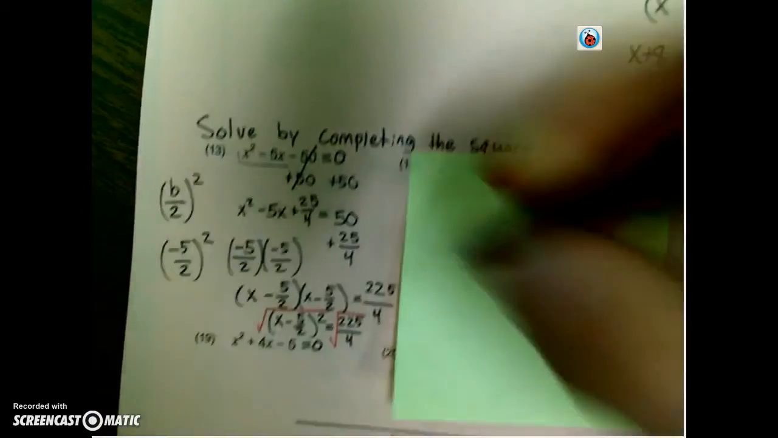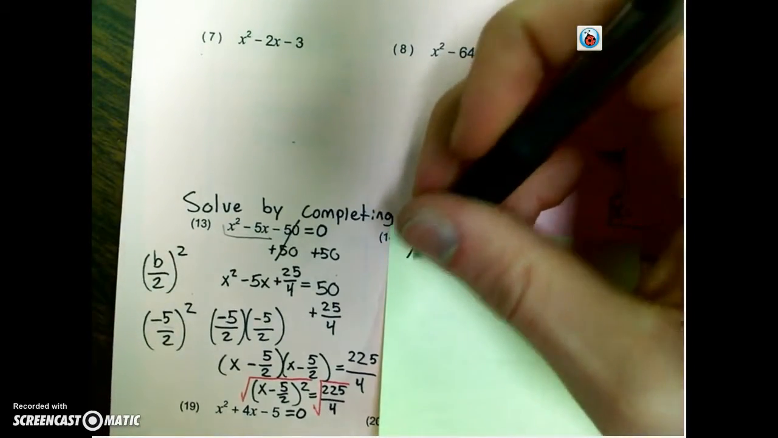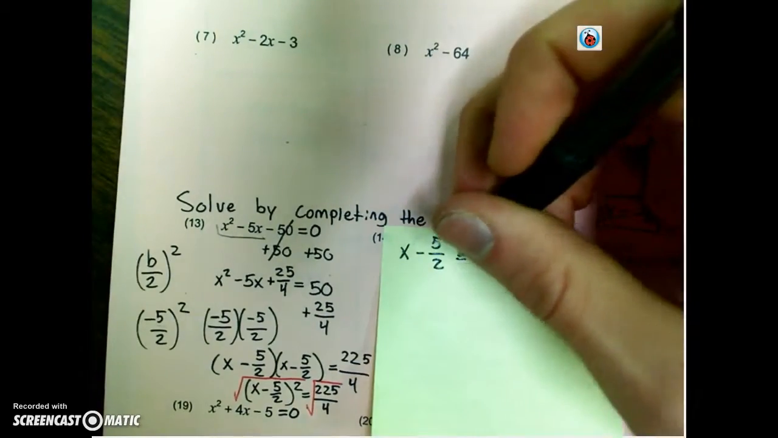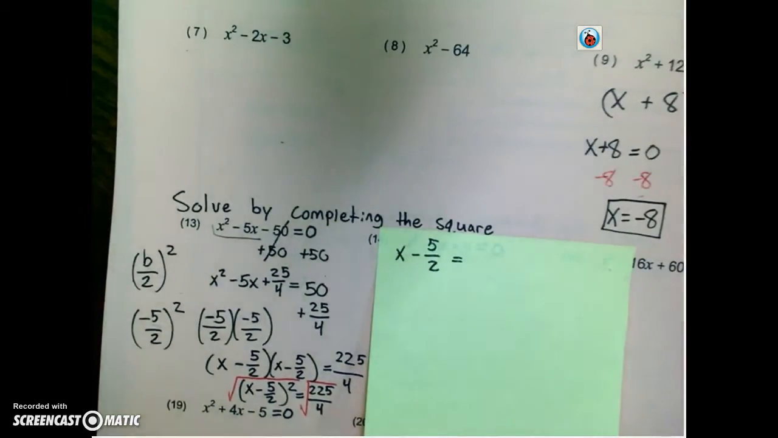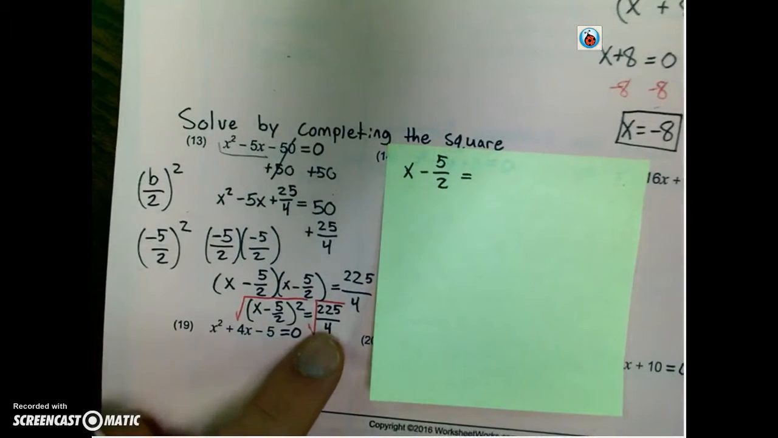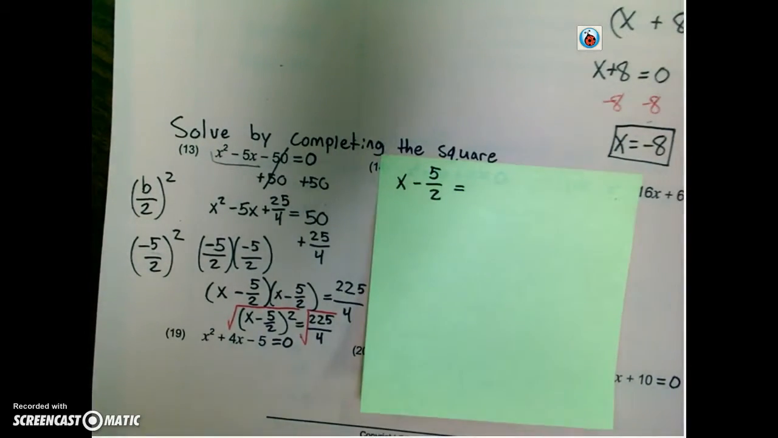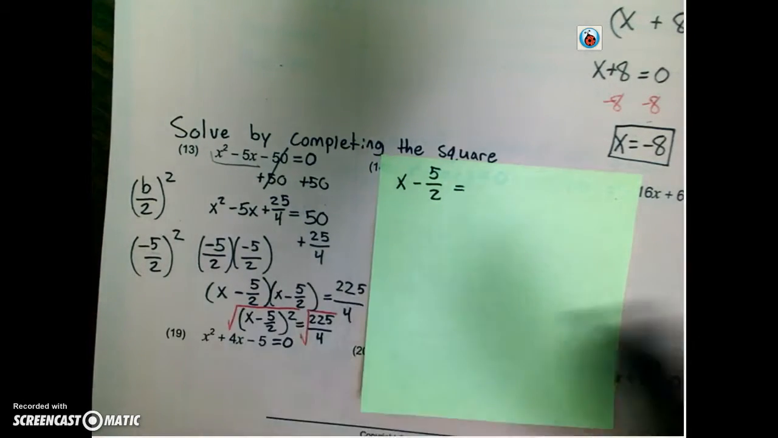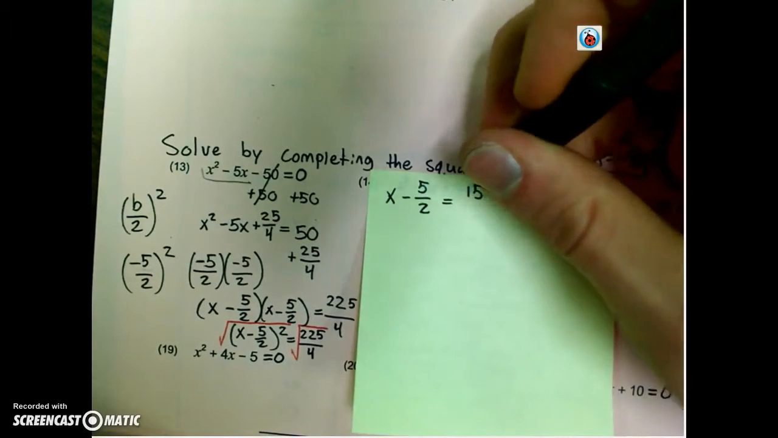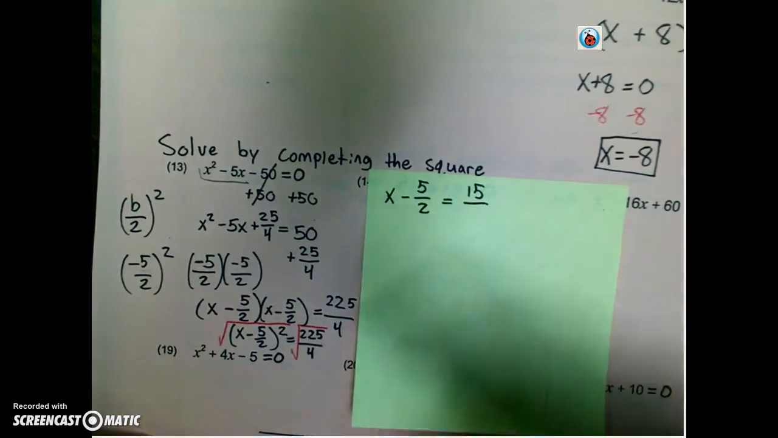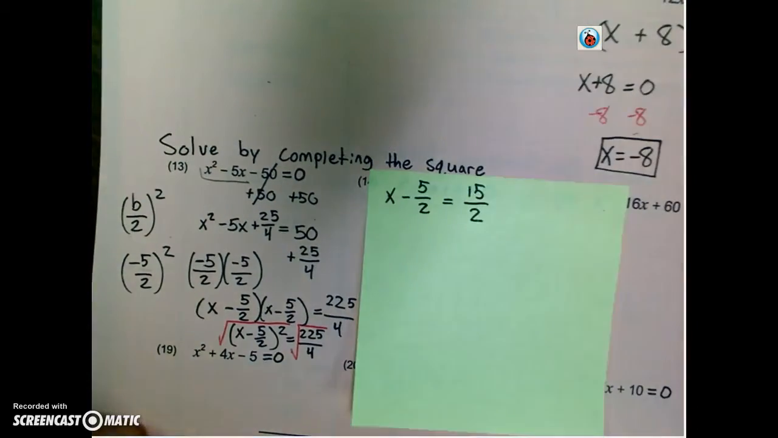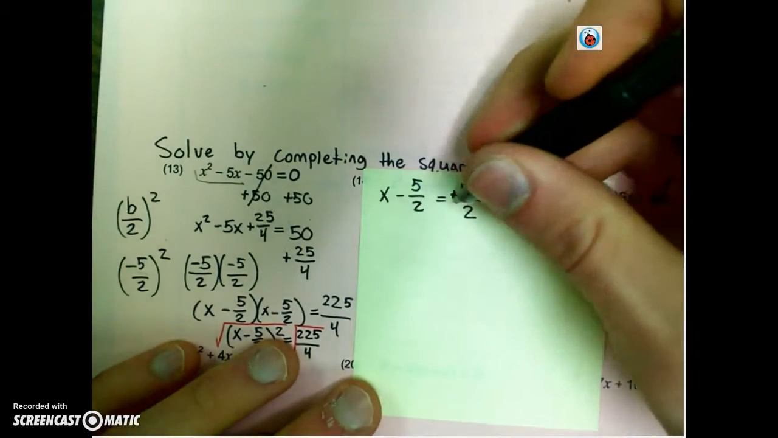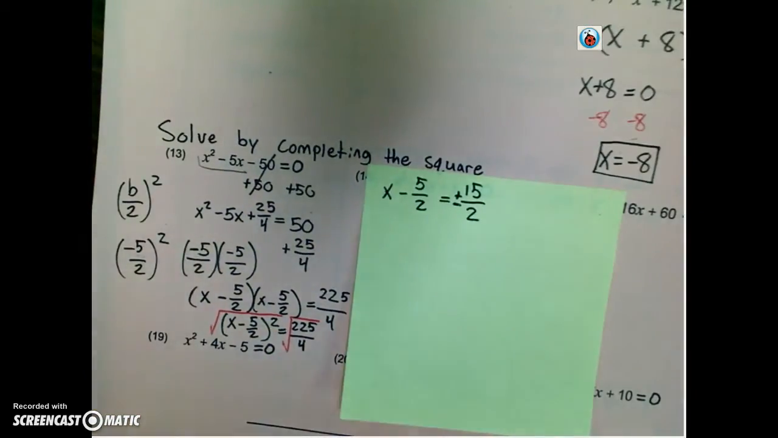When I square root both sides, we'll get that x minus 5 over 2 is equal to, and then we need the square root of this number right here. Now, luckily, they are both perfect squares. So when I take the square root of 225, what we will get is a 15. When I take the square root of the 4, what we will get is a 2. We also can't forget that we have our plus or minus here.